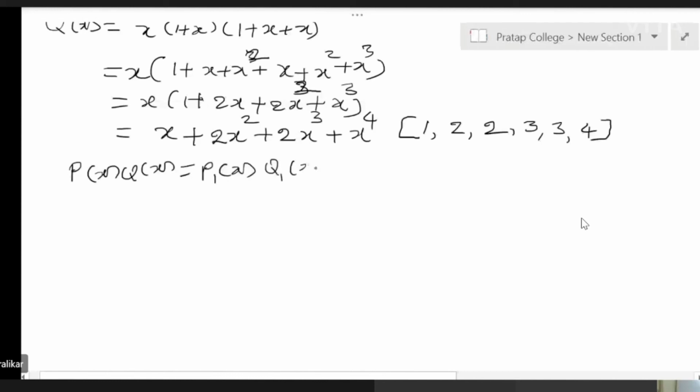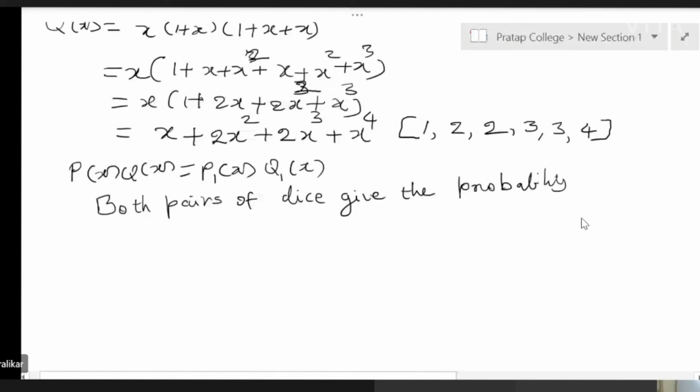So both pairs of dice give the probability of any sum. Give the probability, where did it go?